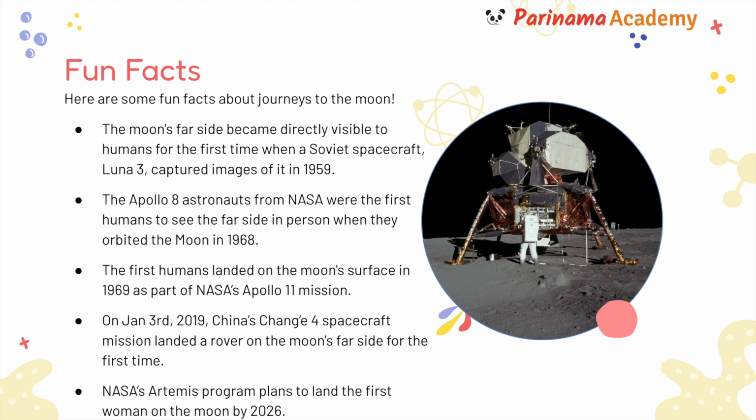The first humans landed on the moon's surface in 1969 as part of NASA's Apollo 11 mission. On Jan 3, 2019, China's Chang'e 4 spacecraft mission landed a rover on the moon's far side for the first time. NASA's Artemis program plans to land the first woman on the moon by 2026.